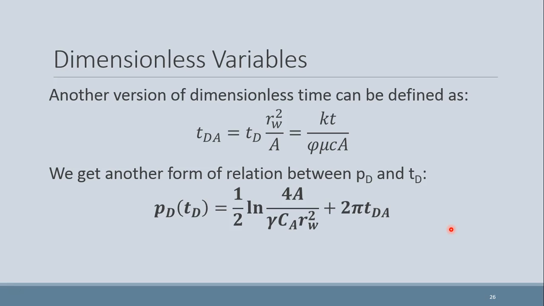Another version of dimensionless time can be defined as tDA, which is equal to tD times rw^2 by A. tD was dimensionless in itself, and here the dimensions are length squared to length squared, so again this is dimensionless, and this will be equal to kt / (phi mu C A). Now we will substitute this in the previous equation to get another form of relation between PD and tD, which will be PD = 1/2 ln(4A / (gamma CA rw^2)) + 2 pi tDA. Again, this equation is for flow at the well where rD is equal to 1. That is why we are not seeing an rD term in this equation, because rD has been kept as 1.